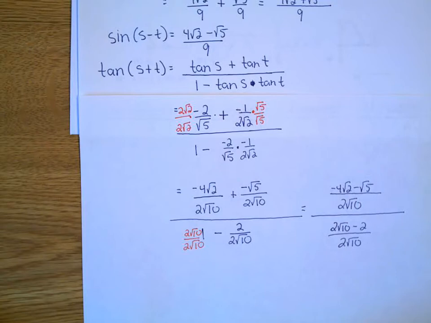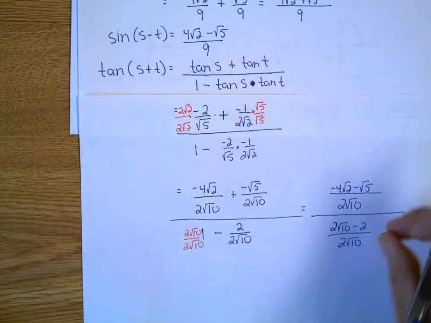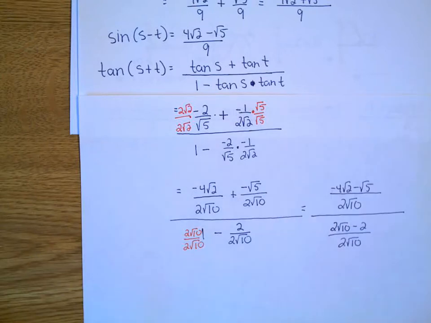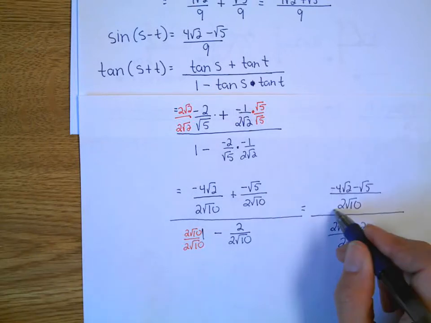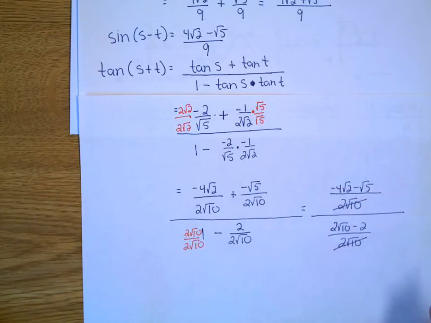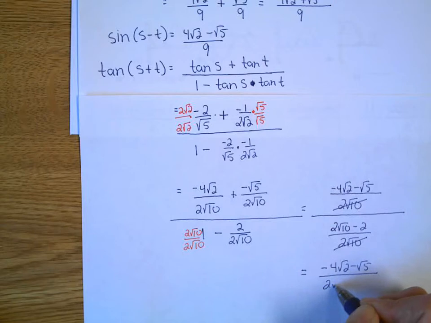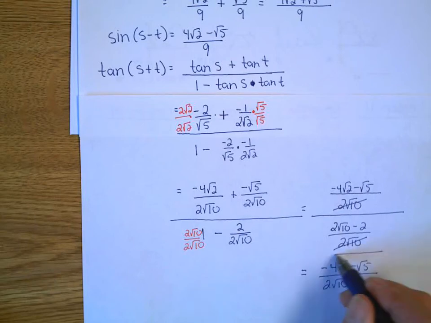Okay, if you can see this, it'll save us a step. If I was to flip this over and multiply by the reciprocal, what's going to cancel out? The 2 square root of 10s. Let's just cancel. Then we have our answer: negative 4 square root of 2 minus square root of 5 over 2 square root of 10 minus 2. Technically, you're not supposed to leave square roots in the bottom, but we are, because that was a whole lot of work just to get this far.